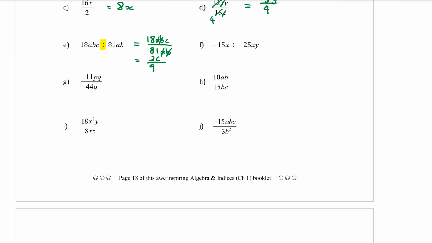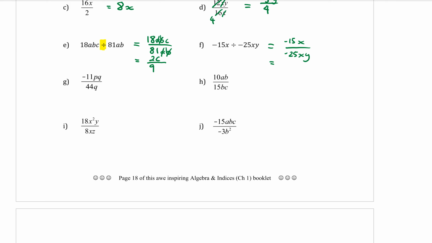All right. Question F. Minus 15x divided by minus 25xy. What do you think? Should I turn that into a fraction? Can I divide minus 15x by minus 25xy? No. So again, turn it into a fraction first. If I can't divide the numbers, turn them into fractions. So minus 15x on the top, and minus 25xy on the bottom.